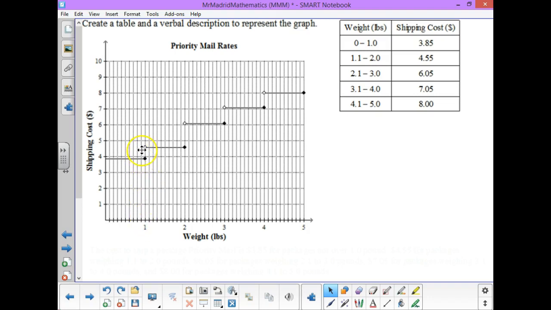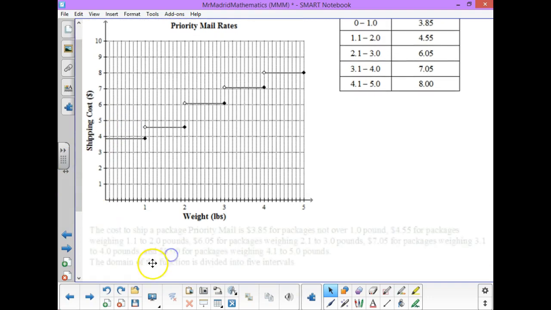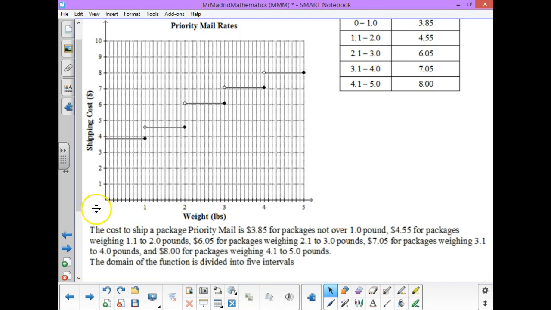And the next one says that if the weight of the package is between 1 and 2 pounds, notice that you don't include 1, so you can say over 1 pound up to 2 pounds, you're basically paying $4.55, and so on and so forth. This is not new to you guys. You've seen this. So there's a table. The verbal description I've also pre-populated here, and it's very consistent with what we've already done in class and things you've actually seen since Algebra 1. All right, so let's read it together.